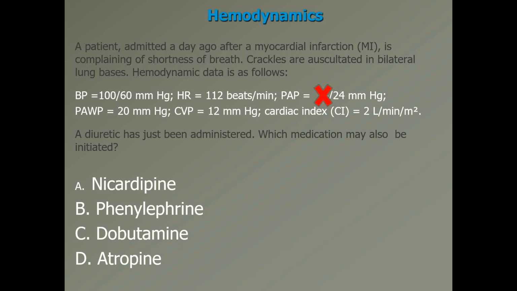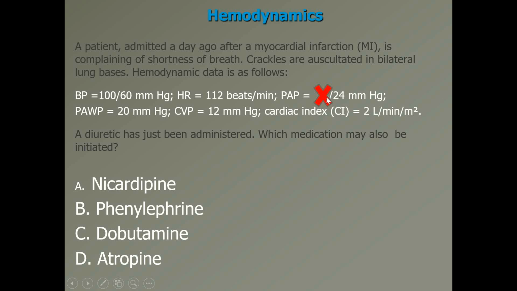So let's do a hemodynamic scenario, and then we can try to associate that with a specific shock state. We've got a patient who was admitted a day ago with a myocardial infarction, and they're complaining of shortness of breath, crackles are present, and there's your hemodynamic data. A diuretic has just been administered, and which medication may also be initiated? This is probably one that you might have remembered. This is not new stuff that I've invented, but just a re-review.